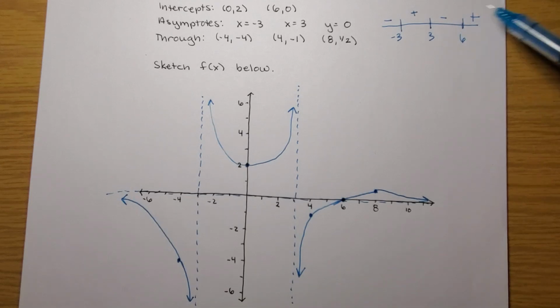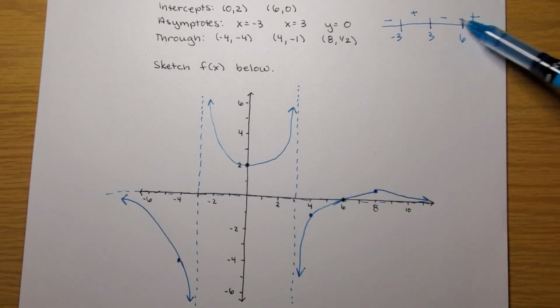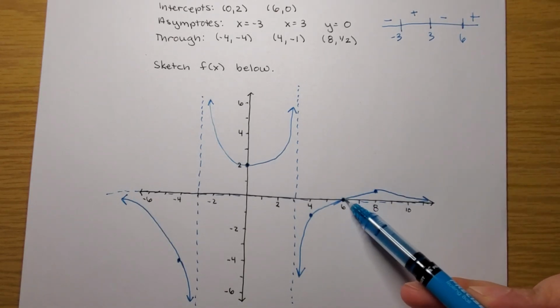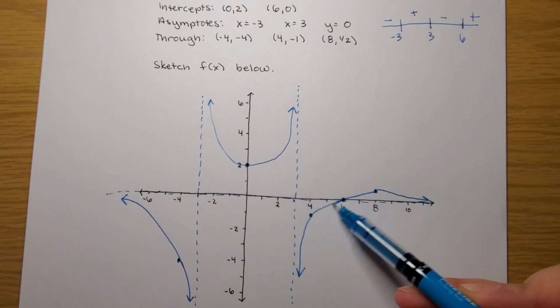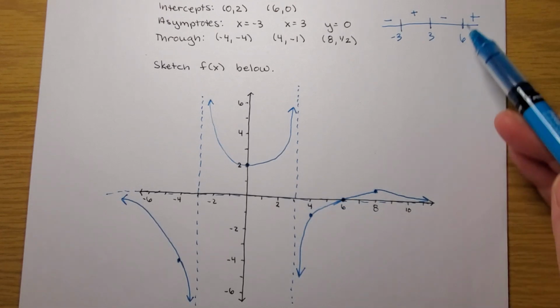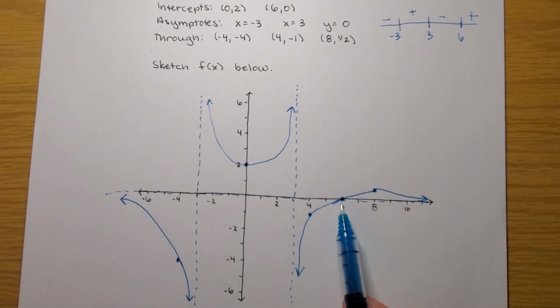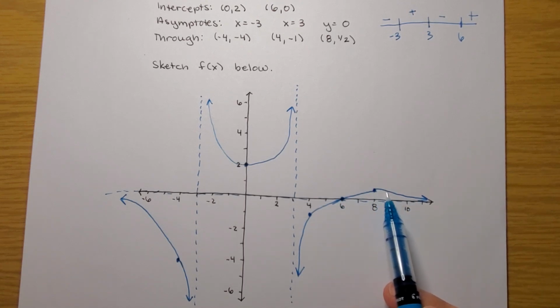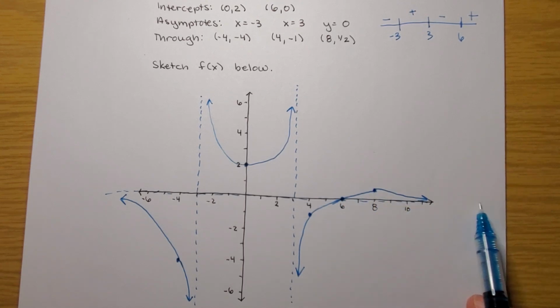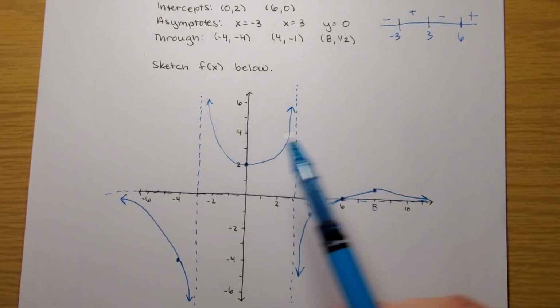And then this one, we had a couple things to deal with. Between 3 and 6, it's negative. So we had to kind of construct down here. And then the positive, this one was tricky with that horizontal asymptote. So it kind of goes up a little, but then has to come back down to get closer to that horizontal line.